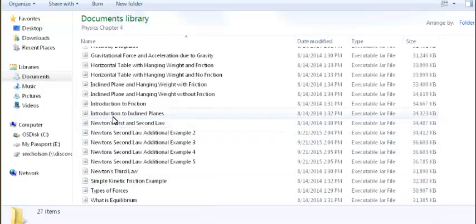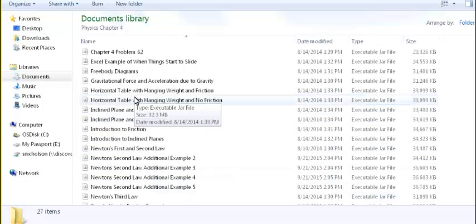So that's, and also if you look at introduction to inclined planes, that's also an object just by itself. It could be sliding down, it could be sliding down to a stop, it could be starting from a stop and sliding down, depending upon what's going on. And with all of these chapter 4 problems, they're basically using Newton's second law to calculate the acceleration.